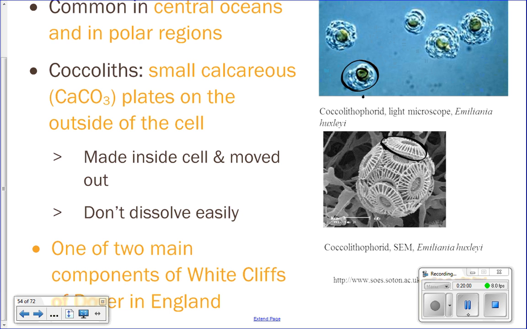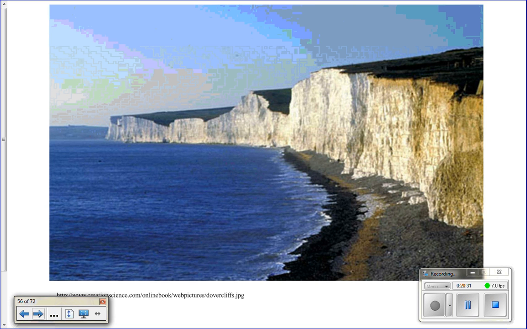Yes, Harrison. So their coccoliths are made out of calcium carbonate, white, chalky stuff. And again, these don't dissolve very easily in water either. So when they die, their coccoliths settle to the bottom. If there's enough of them that fall to the bottom, they become compacted. And then through tectonic activity, they can be raised back up above water and will form formations like this, the White Cliffs of Dover in England.